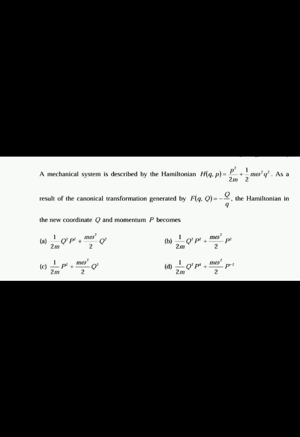Then the next question is, a mechanical system is described by the Hamiltonian H is equal to p square by 2m plus half m omega square q square. As a result of the canonical transformation generated by F is equal to minus Q by q, the Hamiltonian in the new coordinates Q and momentum P becomes dash. Here F is equal to minus Q by q. So we can say that here F is a function of capital Q and small q. So this is a generating function F1 type.